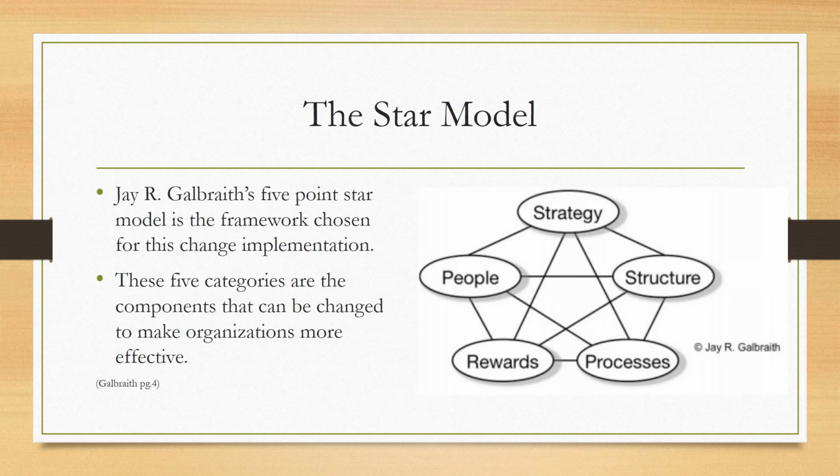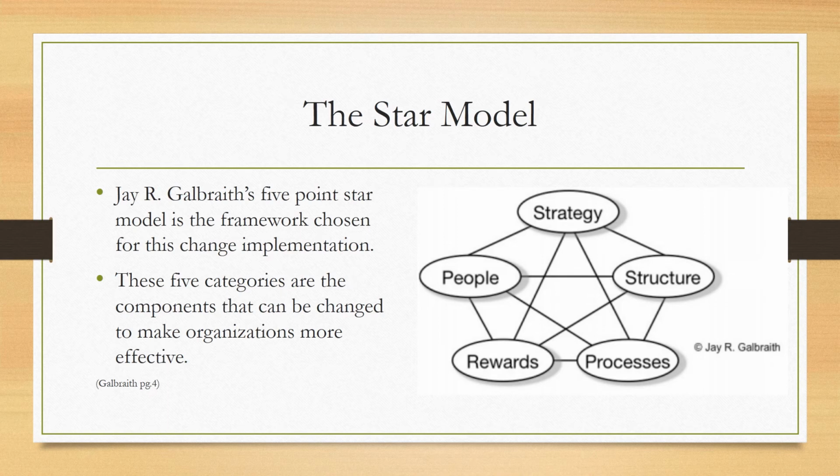And then the process. We are going to use the star model, the 5-point star model, Galbraith, and remember that incorporates strategy, structure, processes, rewards, and people. These are the components that can be changed to make organizations more effective. Remember, we don't necessarily need to use each one of these points, but we know that each one of these points works within one another to make that change process.